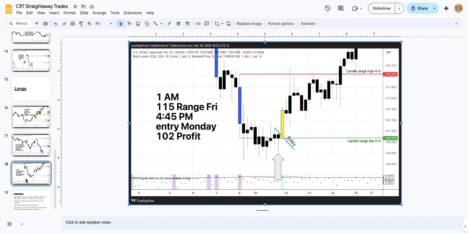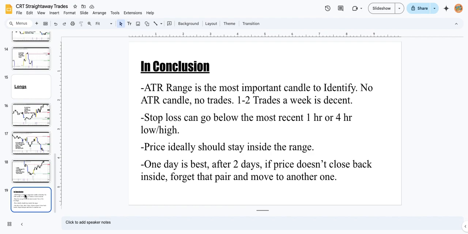Okay, so in conclusion, the ATR range is the most important candle to identify. If there's no ATR candle, you are not trading. One to two trades a week is decent. You can easily take one trade. I've just shown you a couple of trades worth more than 100 pips. One of those a week, you should be fine.